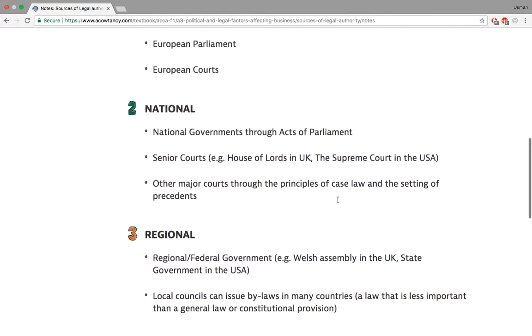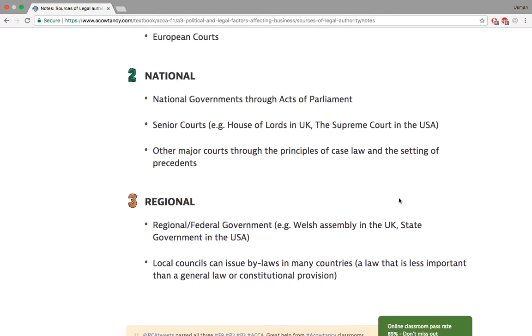Then you come to national. National is your home country where they pass the law in the parliament, in the Senate and stuff like that. It's a national thing. You're going to study more about this in F4, so it's going to be fine. And then there are senior courts, there are other courts, and there will be case laws, stuff like that. It's boring stuff.